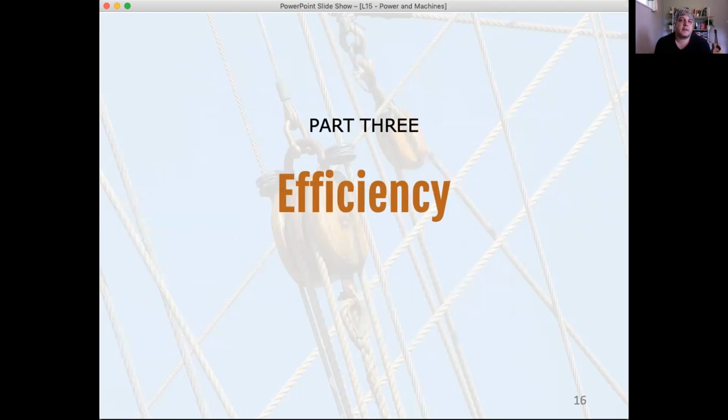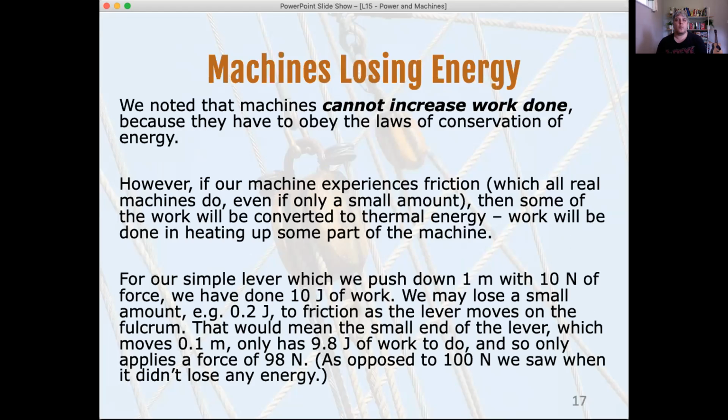The next part of this lesson is on efficiency. So this is the bit where I said, assuming we don't lose any energy to friction or any other energy loss. We don't always have that being true. We know that machines can't increase the work done. We can't create energy. We can't put in 100 joules and get out 1,000 joules. That would break physics, it would break everything. So we can't increase that energy, but we can easily lose energy.